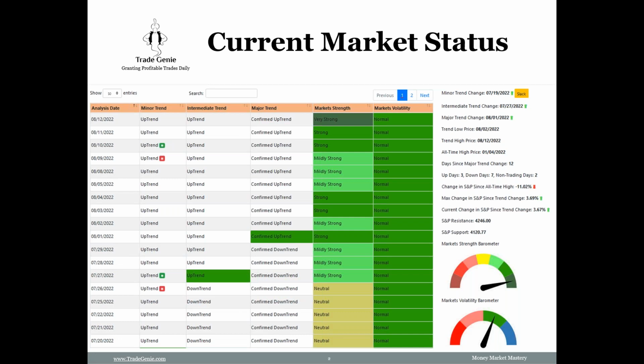It's not going to work. Short position not going to work. You need to close if you have and start accumulating on the long side. So this is the start of the market trend, the intermediate trend.